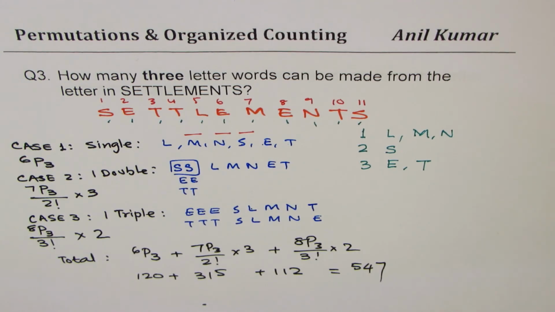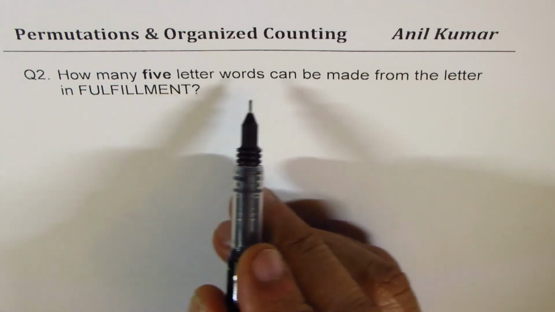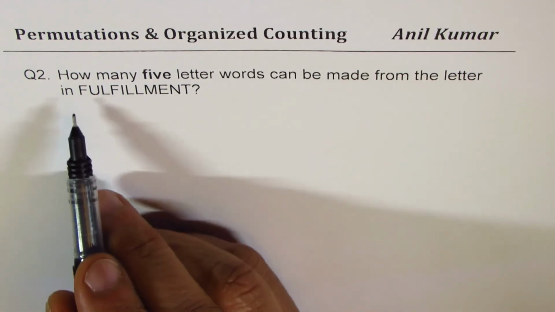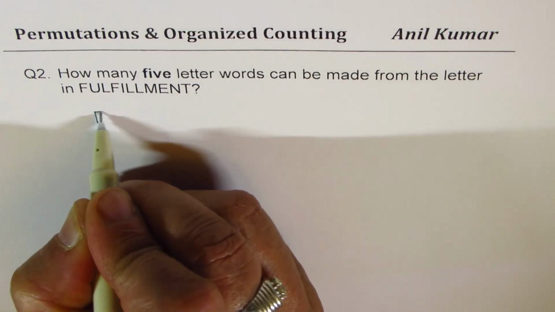We'll take up another example, and now we'll consider 5 letters. So this is actually question number 2. I just changed the order. How many 5-letter words can be made from the letters in fulfillment? Same exercise. So let's rewrite. So we have fulfillment.